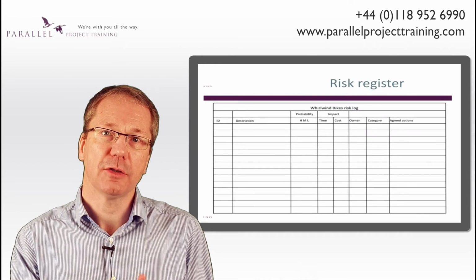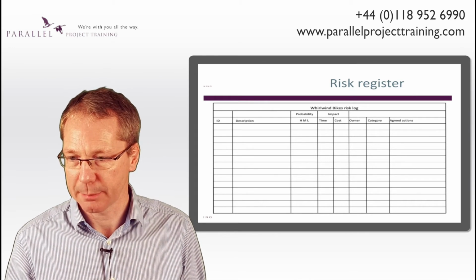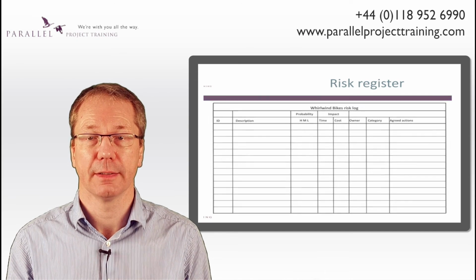So most people structure their risks in a simple risk register. So here's an example of a risk register. We put the risk ID, the description of the risk, the assessment of probability and impact, the owner of the risk, quite often a category if we've used a prompt list, and then what action we're going to take. So that's a really simple risk register. Other organisations have slightly more complicated ones.